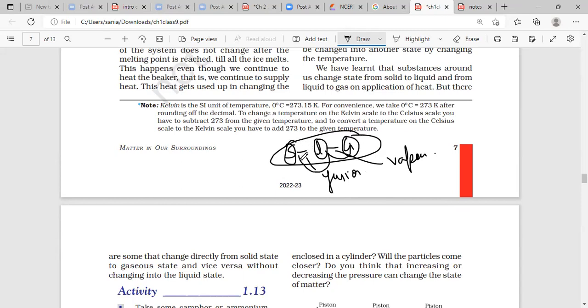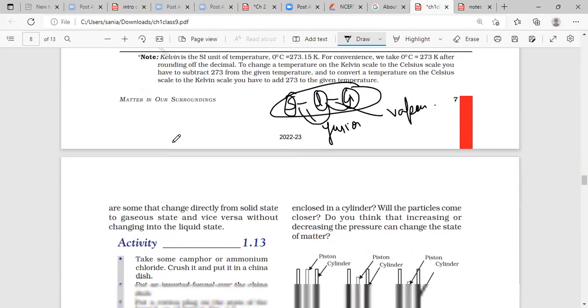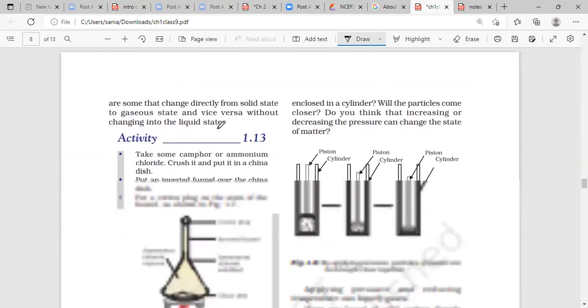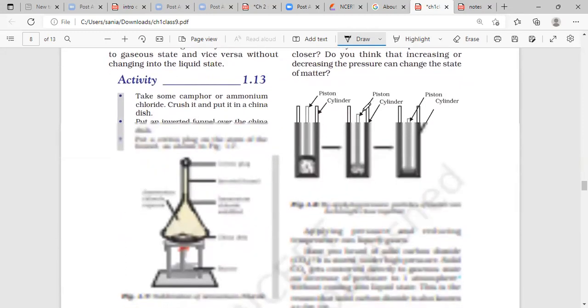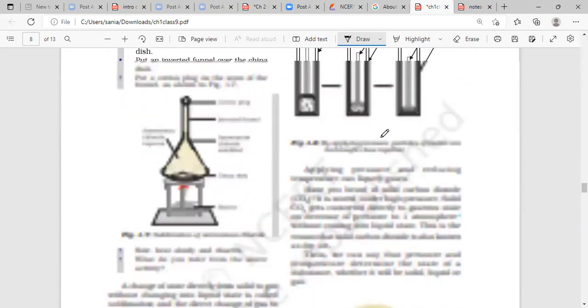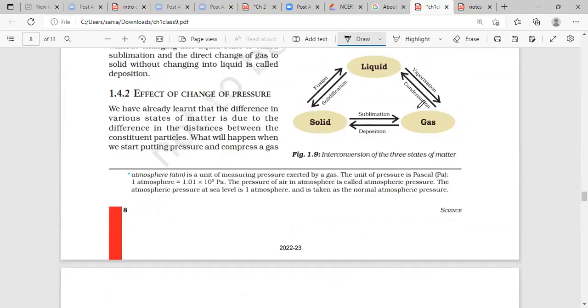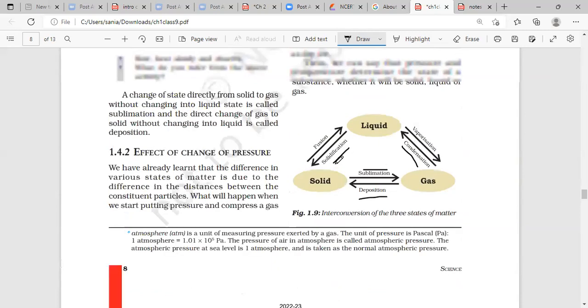Okay, clear? Yes, ma'am. So basically we have to do four terms. One is sublimation, one is deposition, one is solidification, and one is condensation. The definition you will be writing on your own. First of all, you will write solidification. Just write it like this.